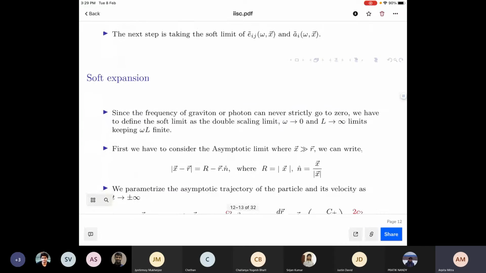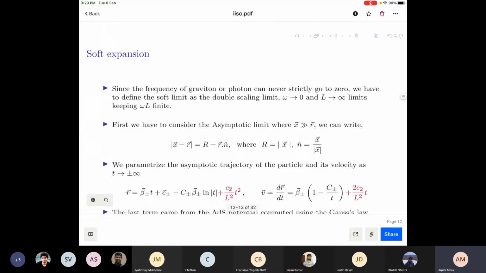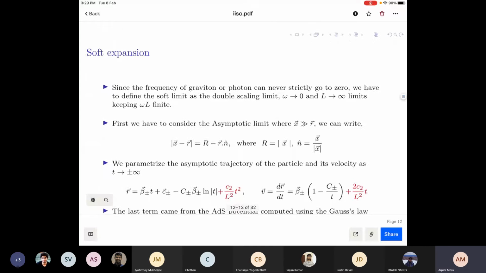To do the soft expansion, I have already mentioned that we are considering a double scaling limit. That means that omega goes to 0 and L goes to infinity, keeping omega L finite.